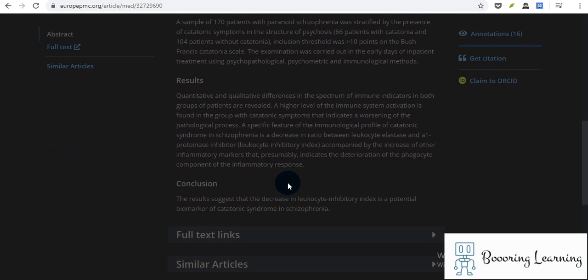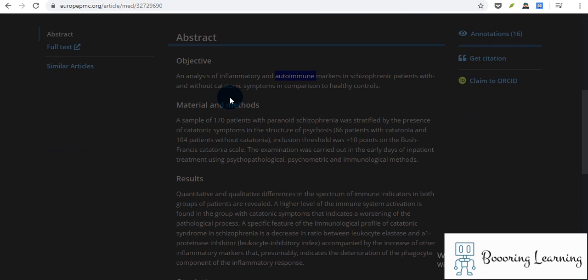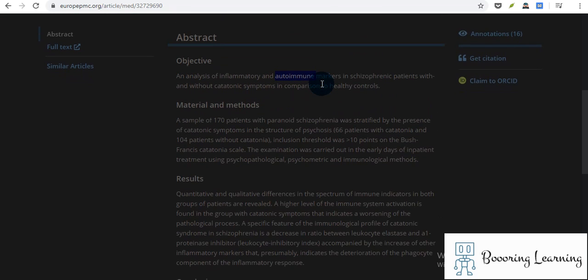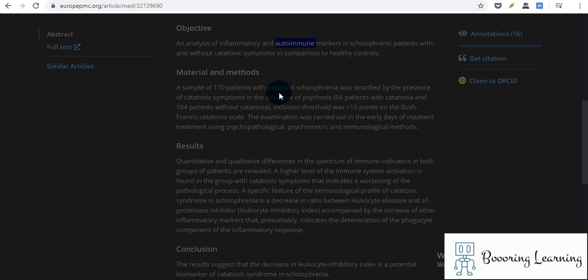the abstract part. An analysis of inflammatory and autoimmune markers in schizophrenic patients with and without catatonic symptoms in comparison to healthy controls. So in this study, subjects are schizophrenic patients and healthy controls, and variables are biological markers about their inflammation status. And read materials and methods.